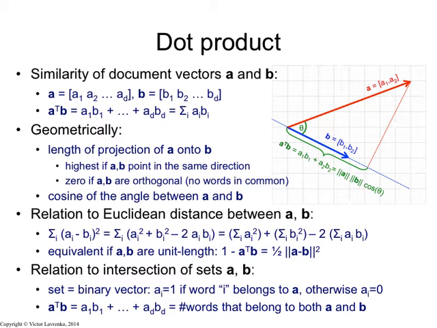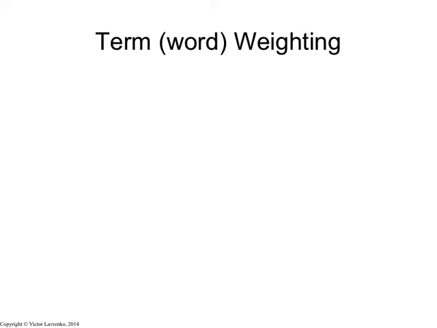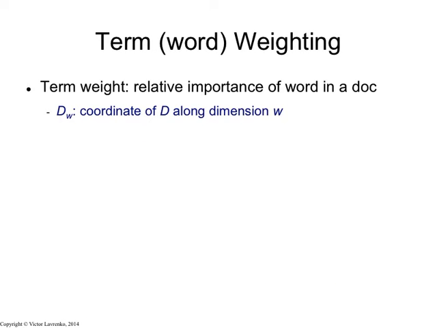The dot product is the basic tool that we're going to use to build all kinds of similarity functions in this course. So when we talk about the similarity of a query Q to a document D, pretty much all the time it's going to have this form. It's going to have the form of a dot product.